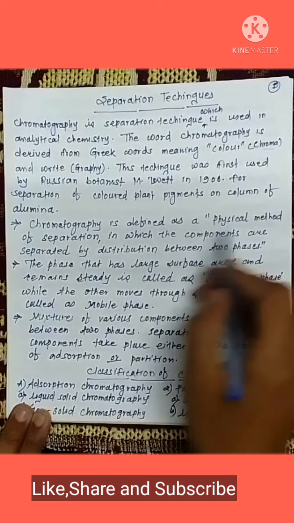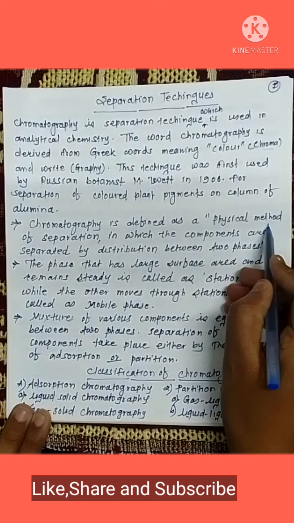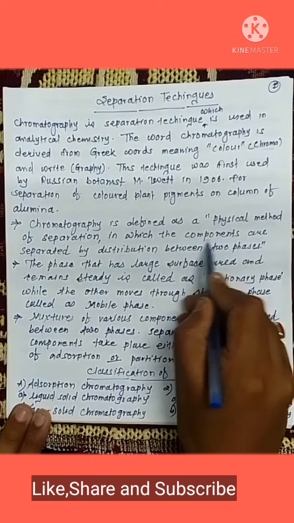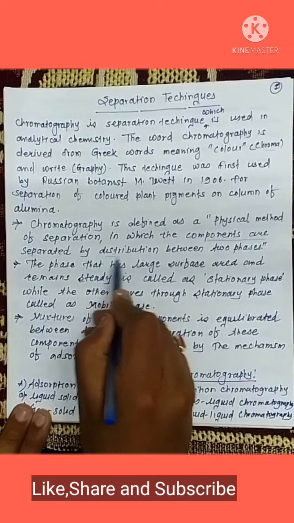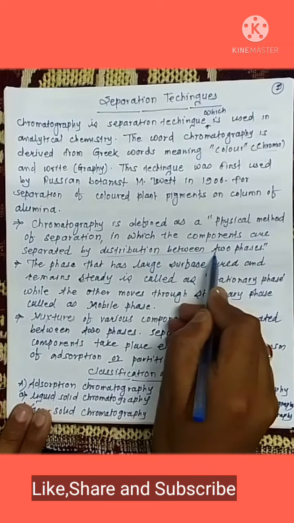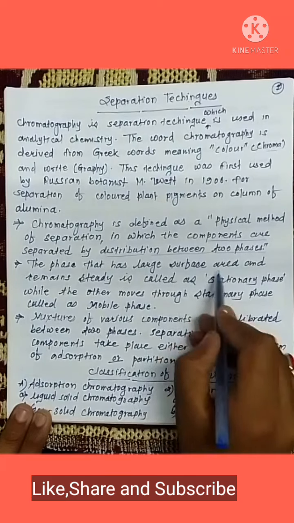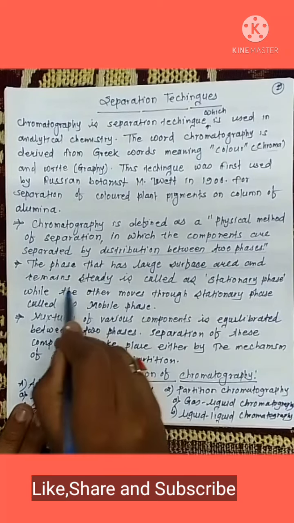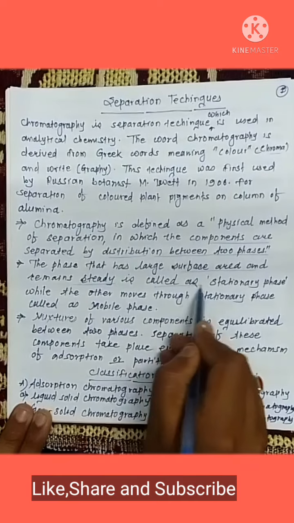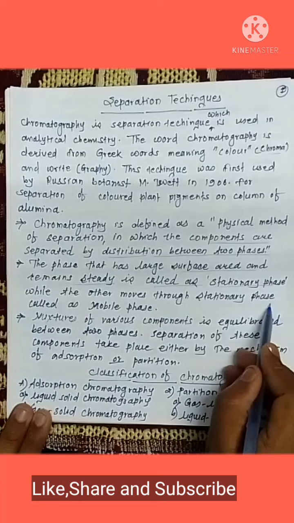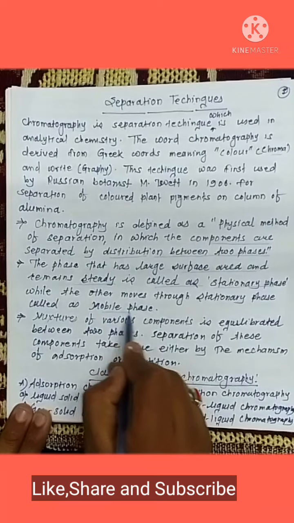Now, chromatography is defined as a physical method of separation in which components are separated by distribution between two phases. The phase that has a large surface area and remains steady is called the stationary phase, while the other that moves through the stationary phase is called the mobile phase.